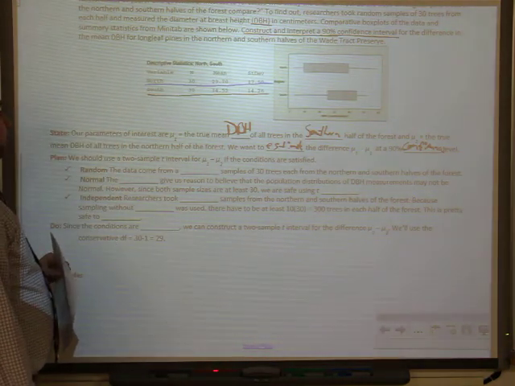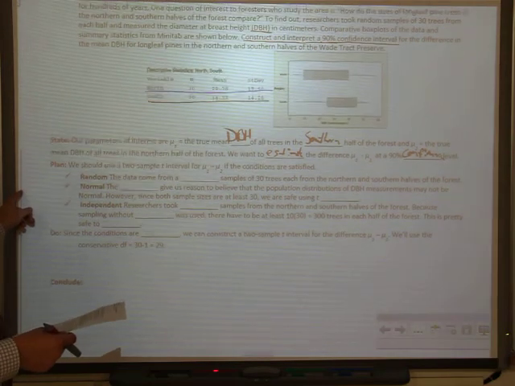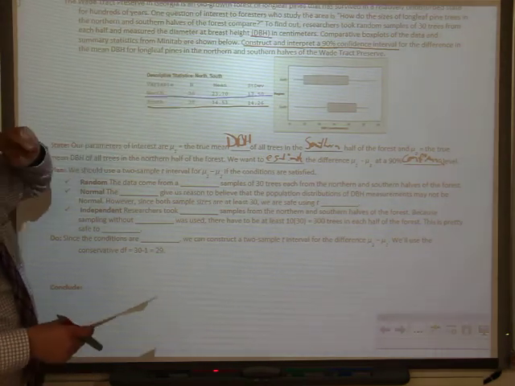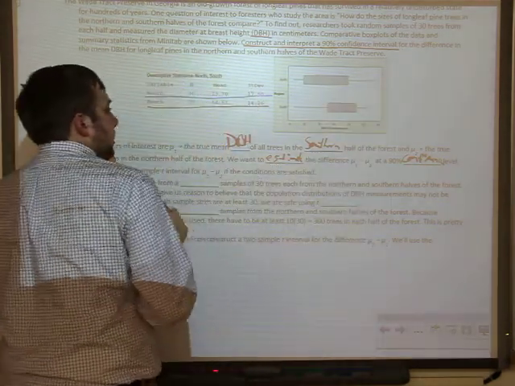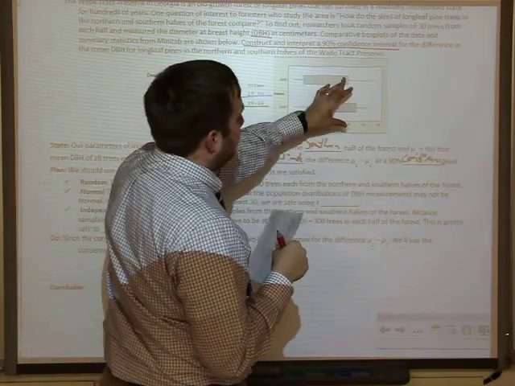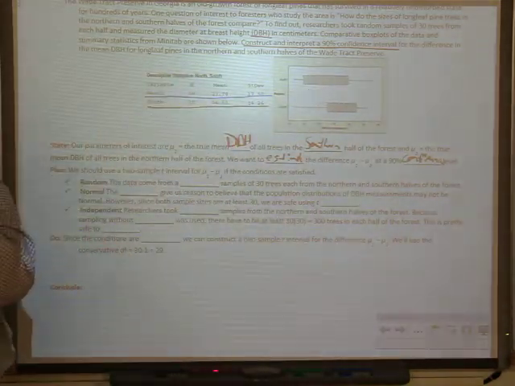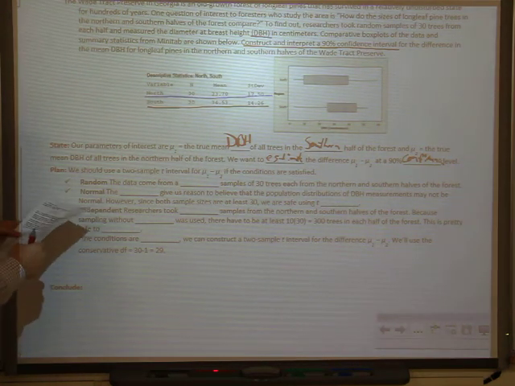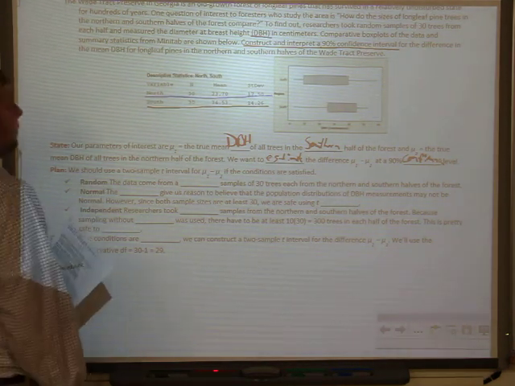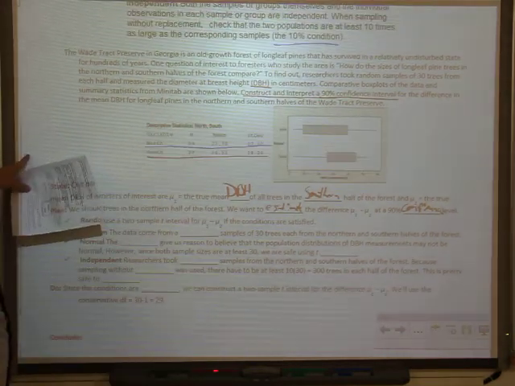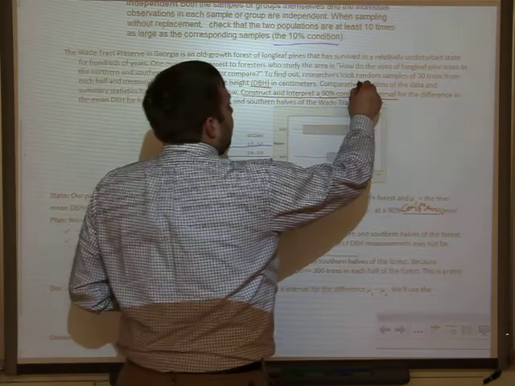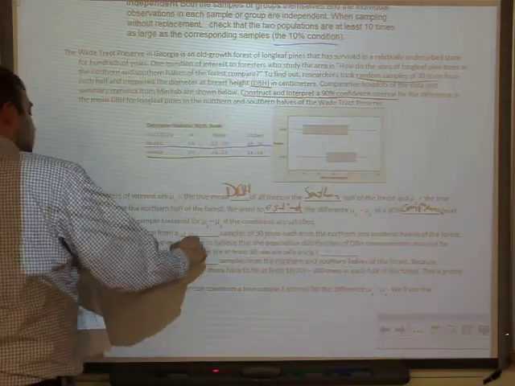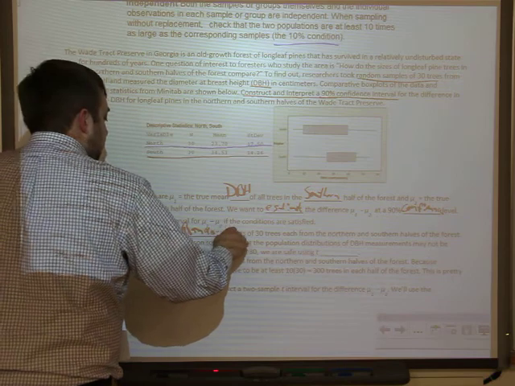First of all, random. We do have 30 in each, right? Even though these might be a little skewed, this one looks skewed to the right, and this one looks skewed to the left, our samples are at least 30, so we're good. Sorry, random, obviously. I'm getting ahead of myself. Is it random? Where does it say that? Random samples. Random. Sure thing.